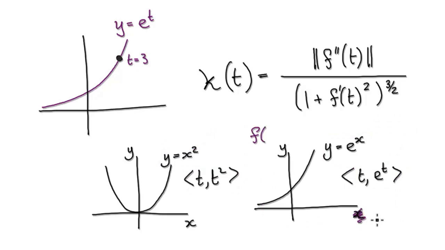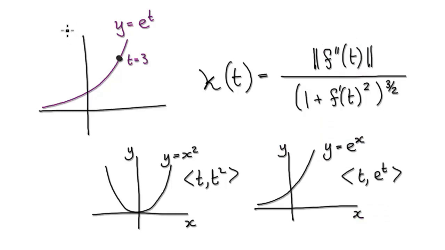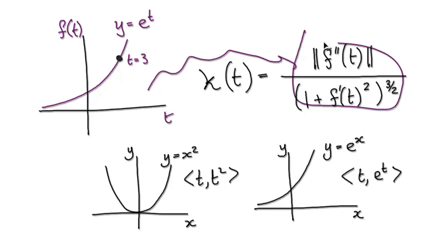Looking at this, I can visualize it like this. I can discard this and just have the x-axis as t, and then the height would be given by f of t. So even though we started out with y equals e to the power of x, we can turn it into f involving t. So f of t would be, starting with this, you can always turn it into this. So we can visualize it as t and then t. Now we can start to use the formula.